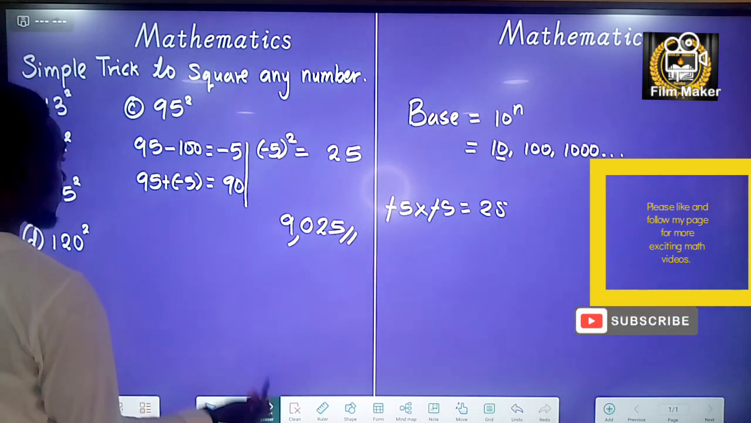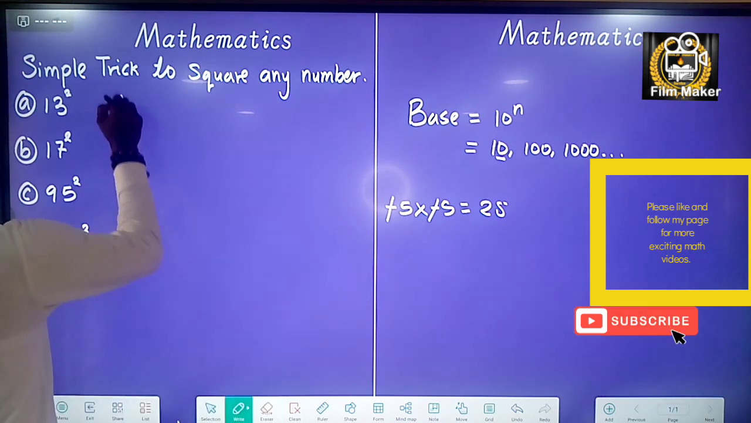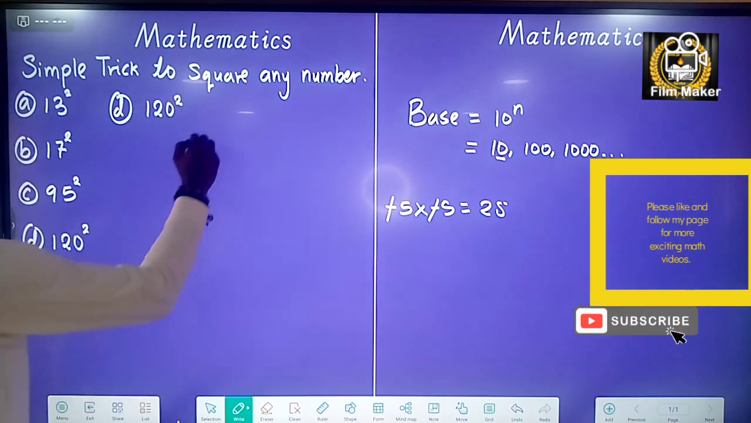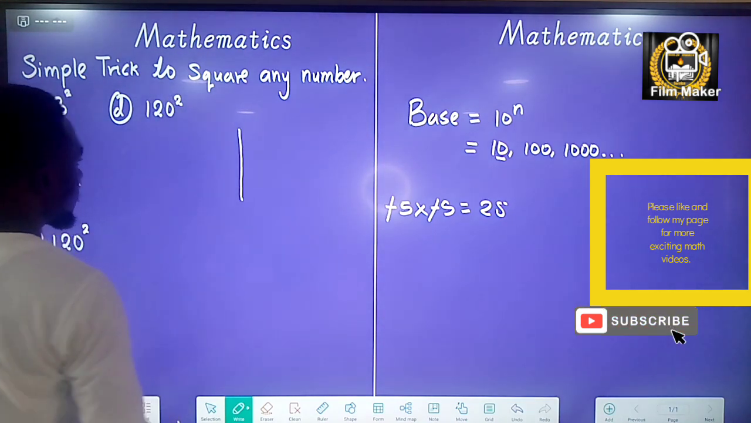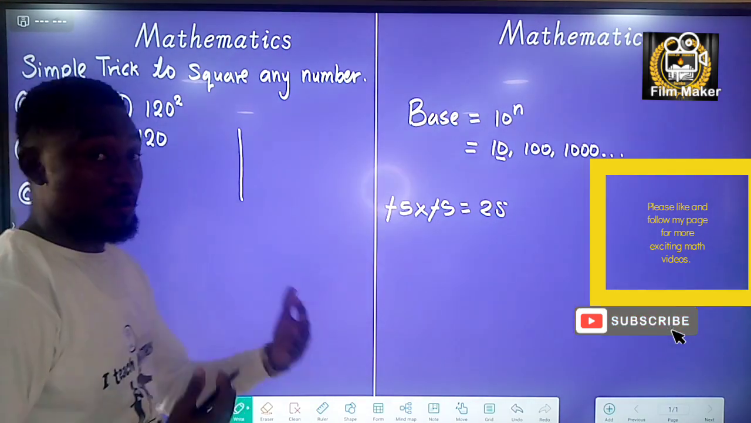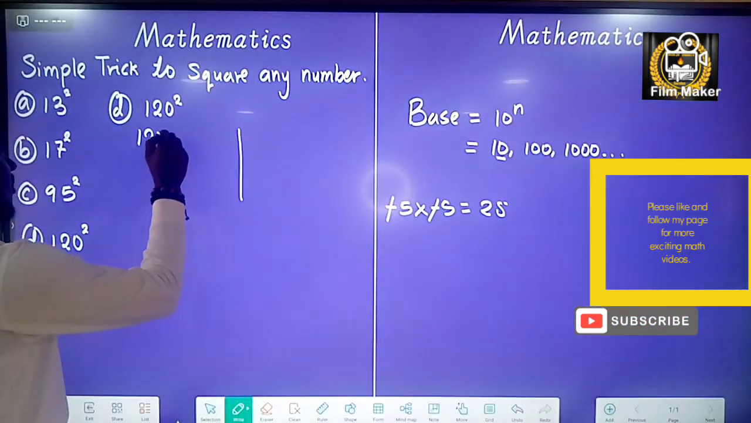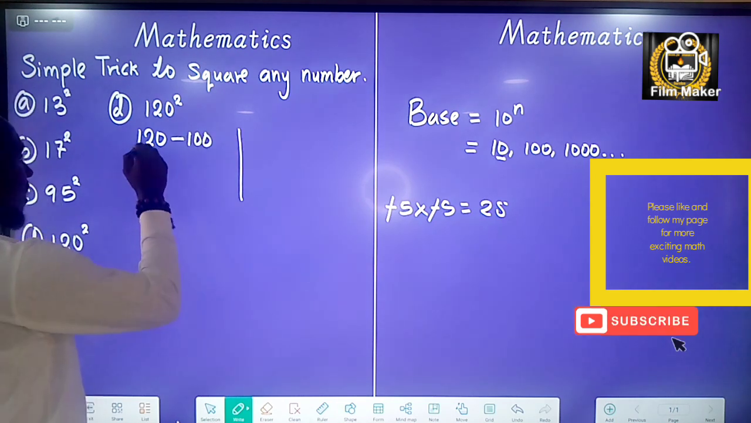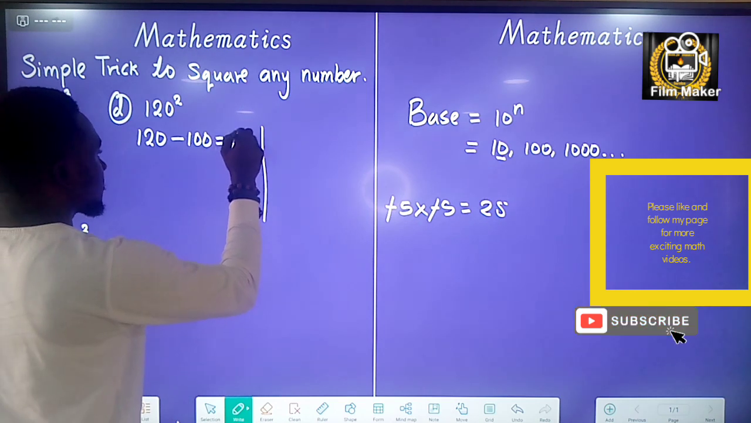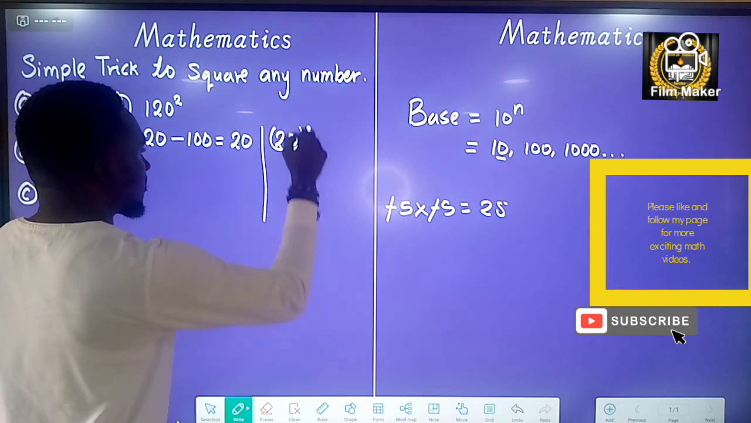Now let's go to the next one, which is the last one. D, and D you have 120 all squared. Is that okay? I should split it again into equal parts. Now I have 120, and the closest base, even though it is already above 100, the closest base is still 100, because it's not close to 1,000 yet. So I am taking away 100. Now 120 minus 100, I will have 20, right? Then I should be squaring the 20 here. Is that okay?